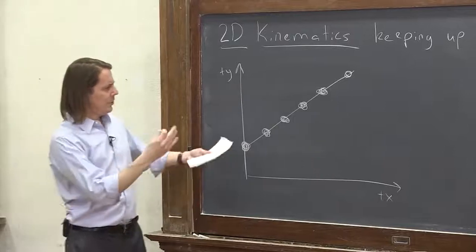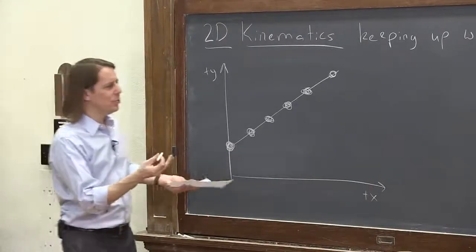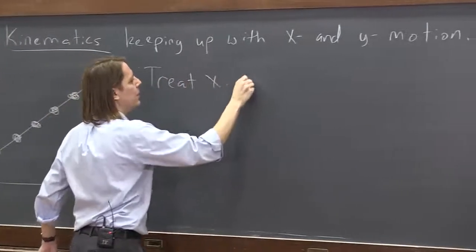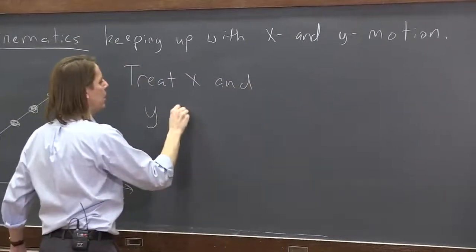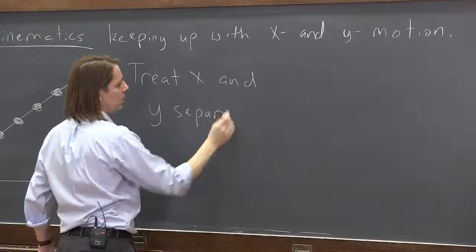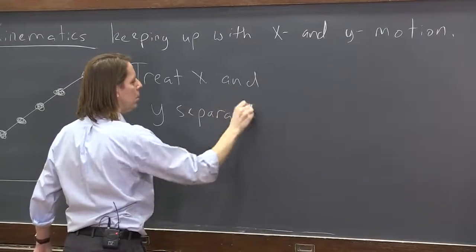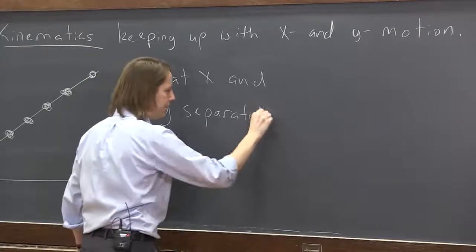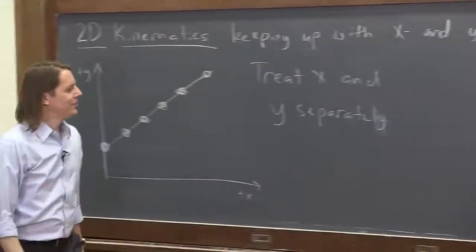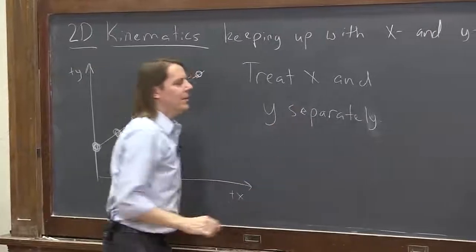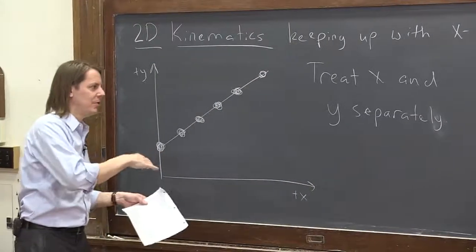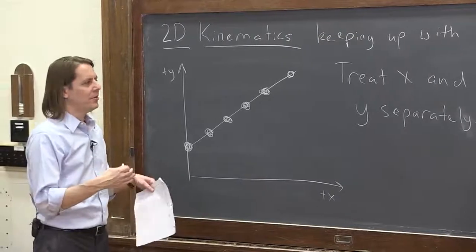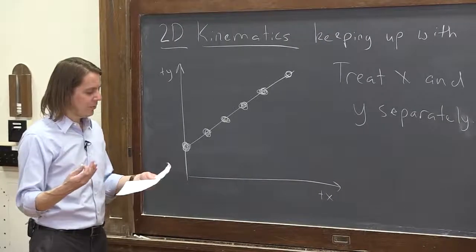So how do we treat the kinematics? What do we do? It's very simple. You treat x and y separately. Since they're not coupled, since the x position doesn't affect the y motion, and since the y position doesn't affect the x motion, it's like 2 separate motions happening at the same time.